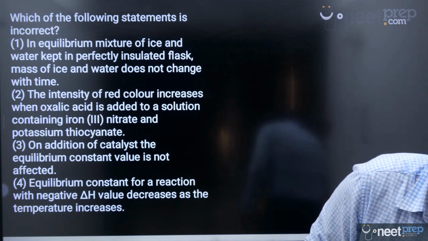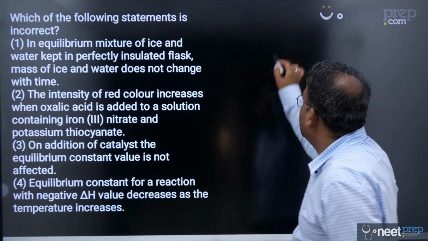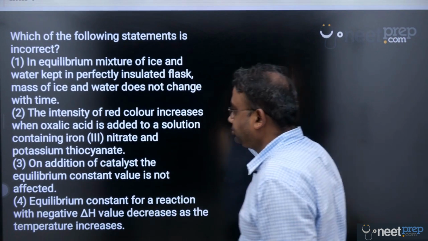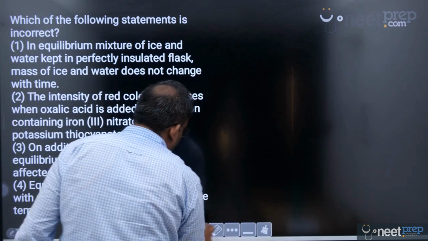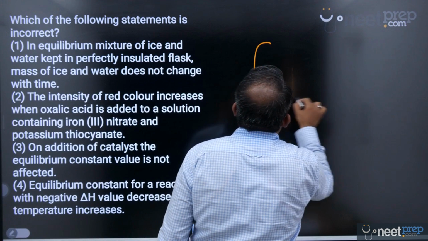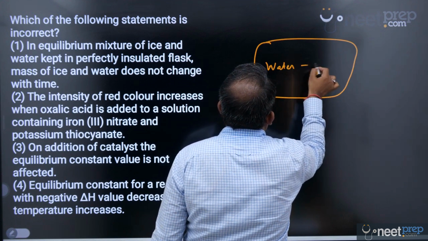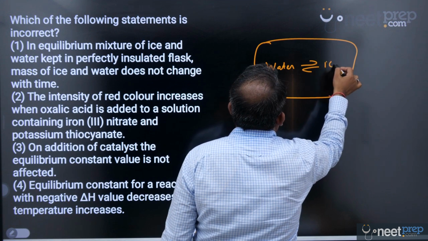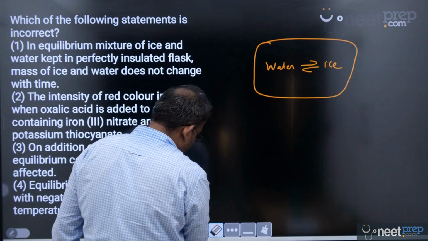Now we have a perfectly insulated flask with us, so there is no exchange of heat energy between system and surrounding. So in this closed vessel we have water in equilibrium with ice, or let me write it in a standard way.